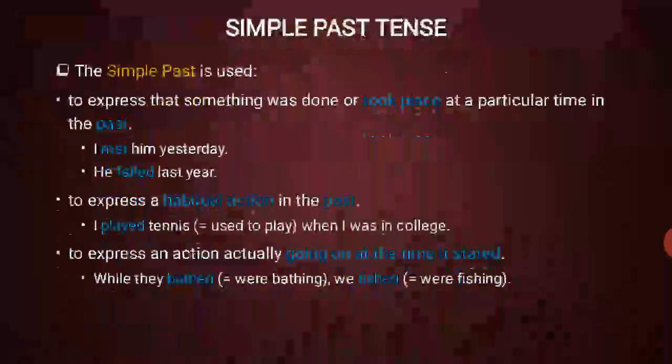Next thing, past tense. Simple past tense is used to express that something was done or took place at a particular time that passed in the past. So, I met him yesterday. Action done, it is past tense. He failed last year. To express a habitual action in the past, we can use simple past tense. I played tennis when I was in college.